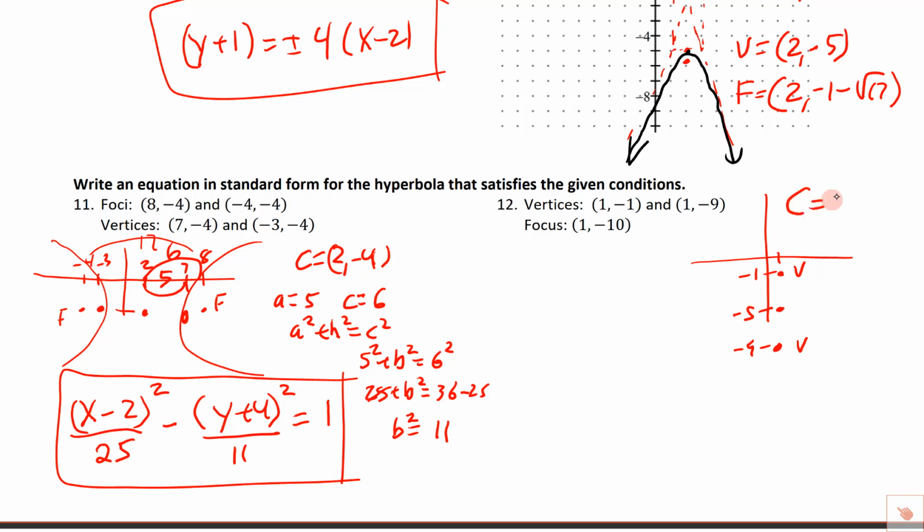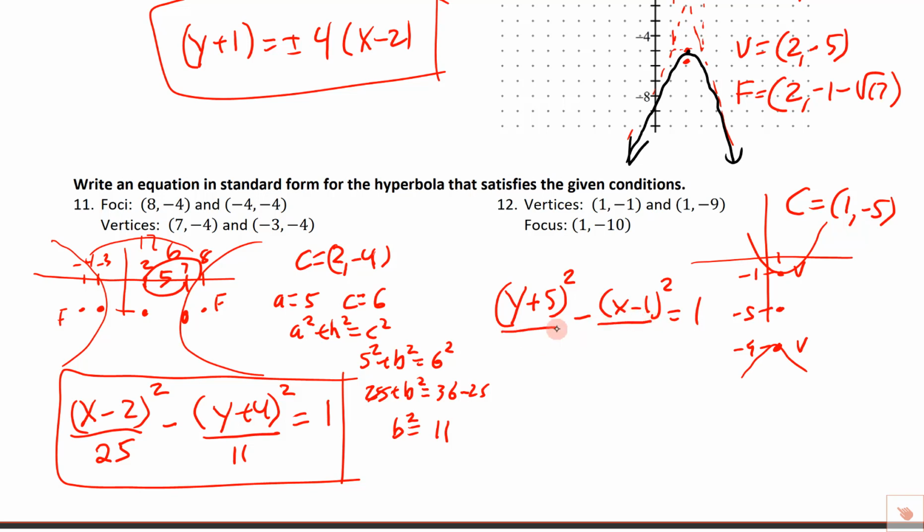So that means the center on this one is going to be 1 comma negative 5, so that's going to be really helpful. And if it's got a vertex like this, it opens up and down. Okay, so that means that the y is going to be positive. So I'm going to go ahead and start writing this. I'm going to write down y plus 5 quantity squared minus for the x. So this is going to be x minus 1 quantity squared, and that equals 1. And then I'll make that look like a minus, okay?